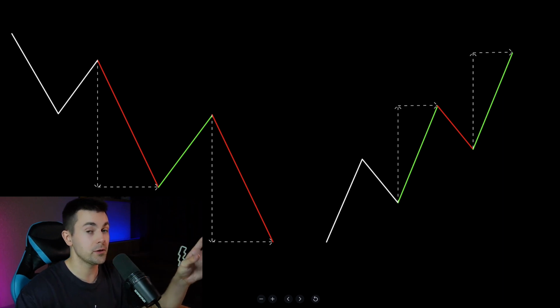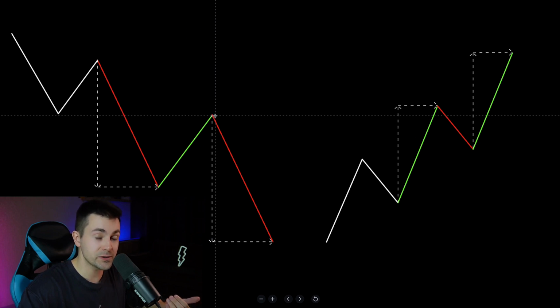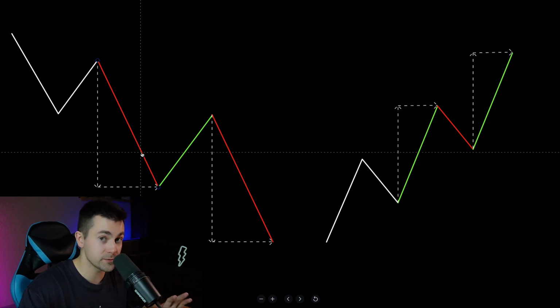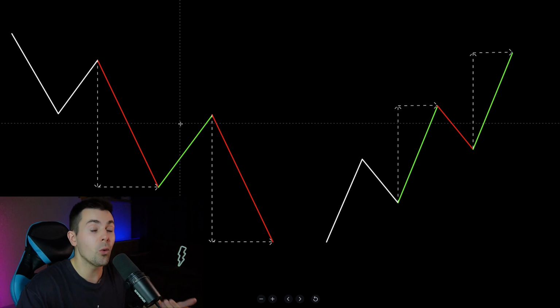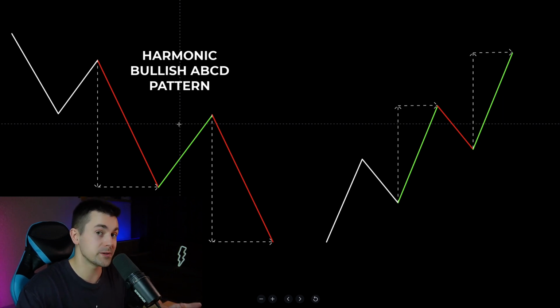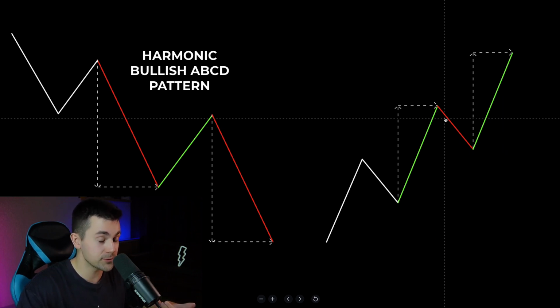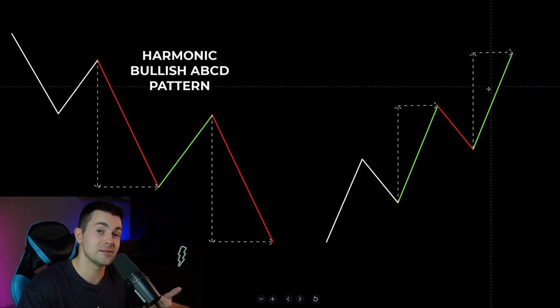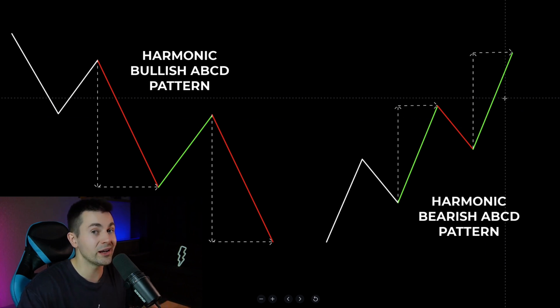And now, traders, here goes the rule. If we see a strong bearish impulse, the retracement, and the next bearish impulse that is equal to the first impulse, we will say that it is the harmonic movement. And we will call that a harmonic bullish ABCD pattern. And if we spot a bullish impulse, the retracement, and then the second bullish impulse that is equal to the first impulse, we will say that it is the harmonic ABCD pattern, the bearish one.